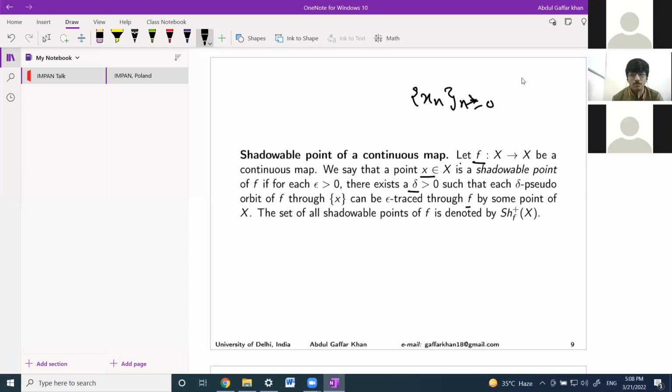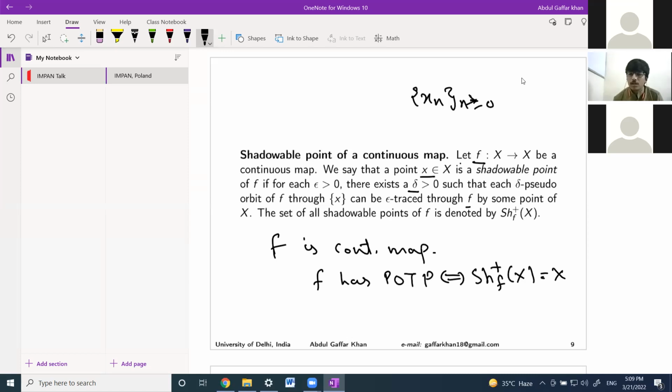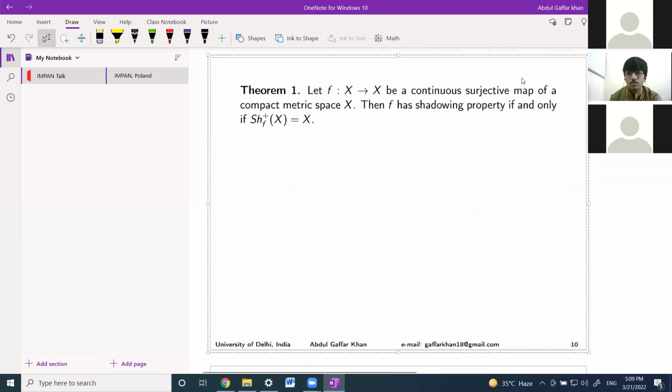In the main result of this talk, we always assume that F is a non-invertible map whenever we are dealing with a shadowable point. So F is always a continuous map. The first question arises: can we say that if F has shadowing, then the set of all shadowable points is again X? We establish that this is true, provided this map is surjective.